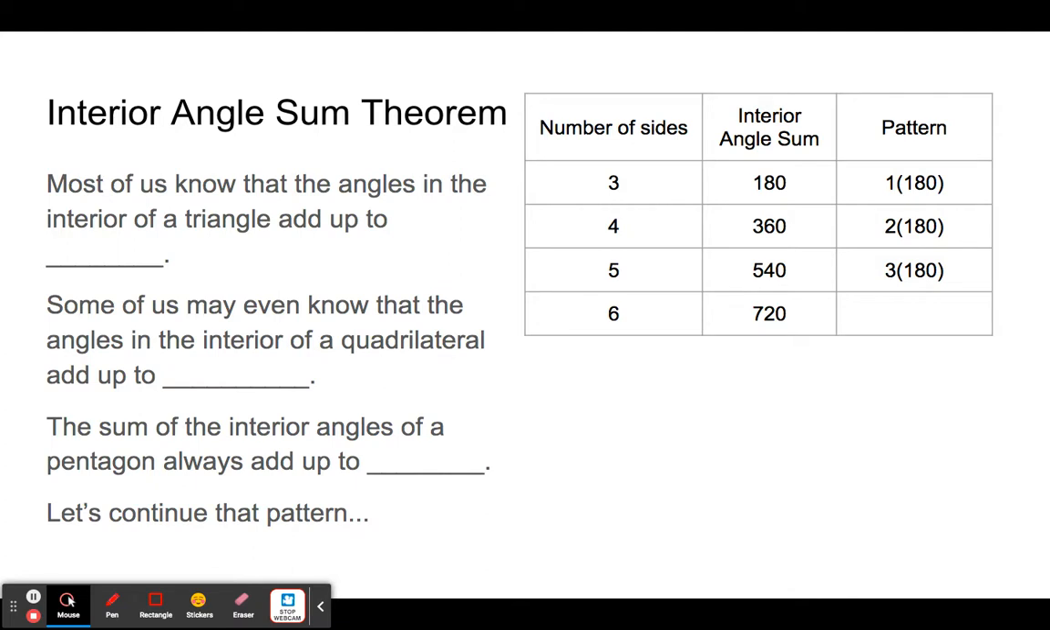So notice it's 1 times 180, 2 times 180, 3 times 180. So those are counting numbers. But if we take a look at how those 1, 2, and 3 relate back to the number of sides, it's always 2 less than the number of sides. If we take the number of sides and subtract 2, and then multiply it by 180, that will give us the interior angle sum. So for 6, we get 4 times 180. And for any number, let's choose n to stand for any number, we get (n minus 2) times 180.